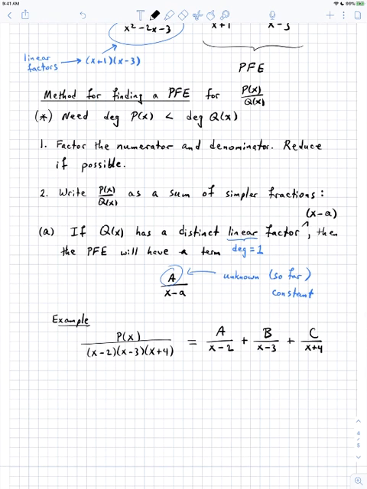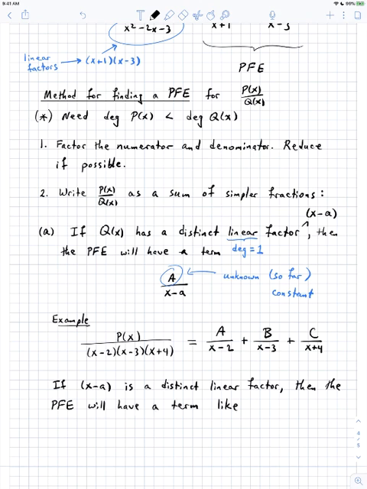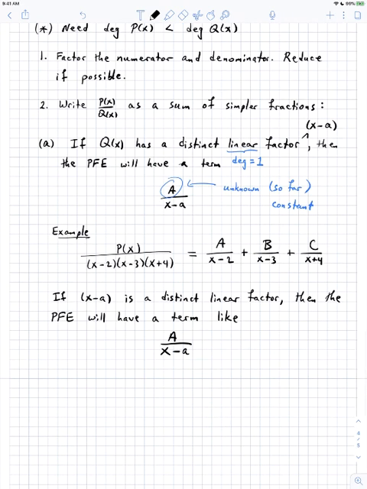So the idea is if x minus a is a distinct linear factor, then the partial fractions expansion will have a term like, as we said before, A over x minus a. The important thing here is that A is a constant. We don't know what it is, but we'll figure it out.